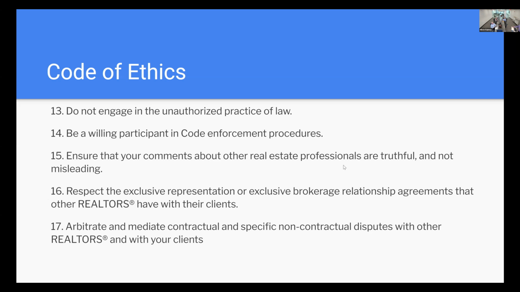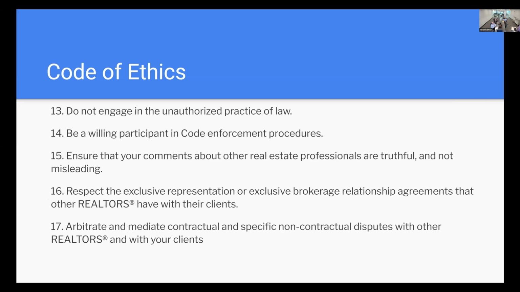Ensure that your comments about other real estate professionals are truthful and not misleading. That was added. It used to be that if you were in a transaction with somebody, you couldn't say anything negative about them. Now it's across the board. You can't write things like he's the worst realtor I've ever worked with, or any derogatory remarks, or anything that would violate the protected classes. That is a violation of your code of ethics.